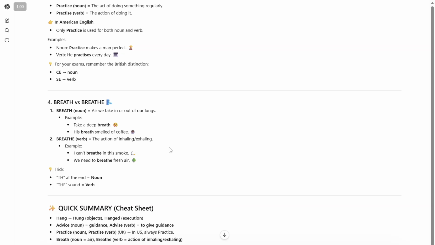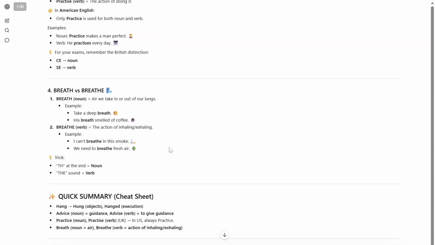Now it's clear and beginner friendly. Would you like me to also create a table of verbs with examples, hang, advice?